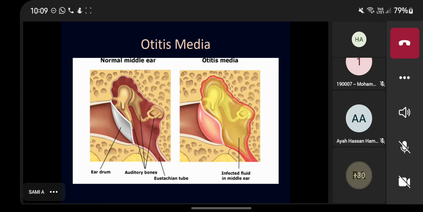Now, moving to otitis media. Otitis media is the second most common disease of childhood. And what you see in this slide is the pathogenesis of otitis media. So you have a normal ear and an ear with otitis media.